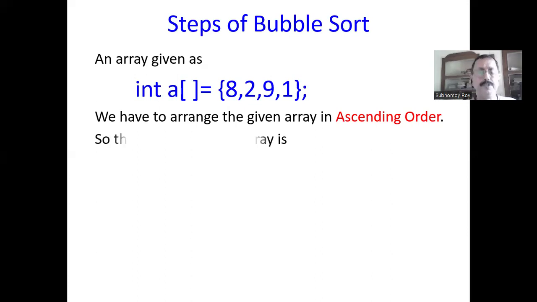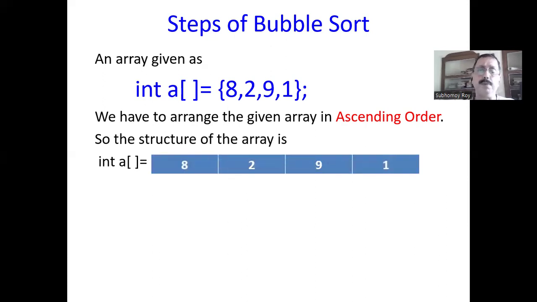Keep it in mind. Now, to the structure. Whenever we declare an array, a structure is created in the memory of the computer. You know this. This is the structure, represented by index 0, index 1, index 2, index 3. So these indexes will play a very vital role.